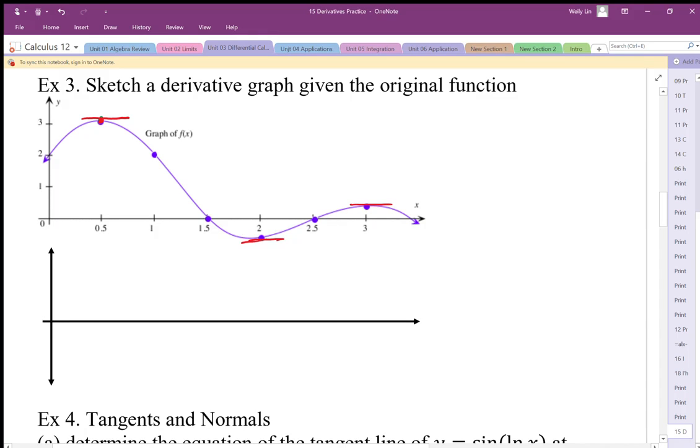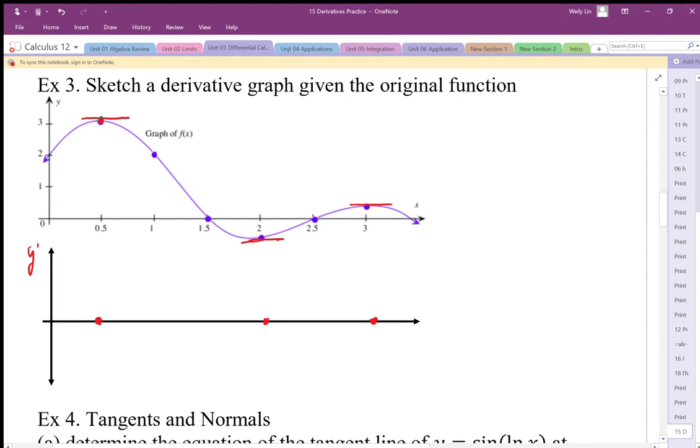It's a little bit off, but we're going to plot our y coordinates of our y prime graph here, here, and here. Then we can use the fact that this is an increasing function, so positive slope. This is a positive slope, but it's decreasing in slope. So we know that it's positive decreasing.